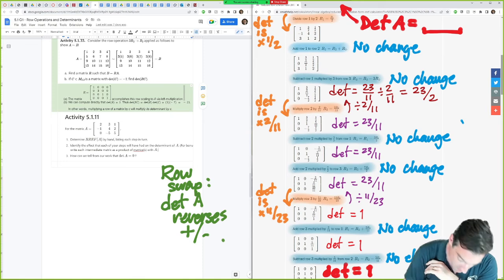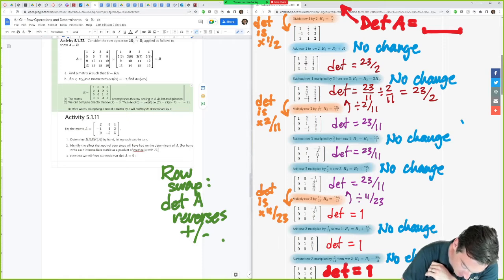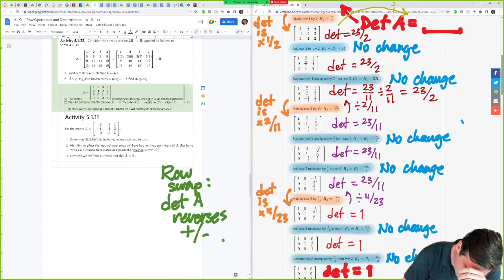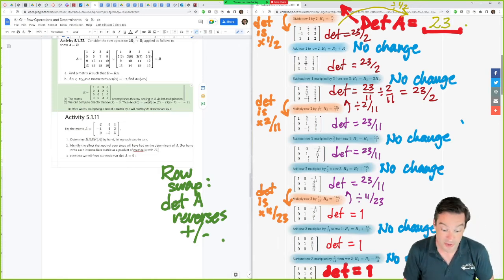Okay. So then, the step before that was no change, so that must be 23/2. The step before that was no change, so that must have been 23/2. And so now we only have one last step to go backwards. And that's the step that's going to land us at our determinant of A. For that, we just have to reverse our multiplication by 1/2 by dividing by 1/2. And when I divide 23/2 by 1/2, I get 23. So the determinant of my original matrix must have been 23.